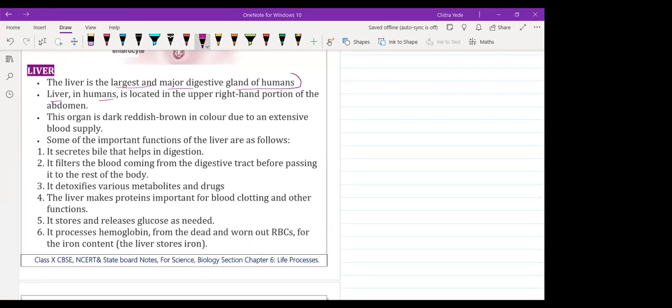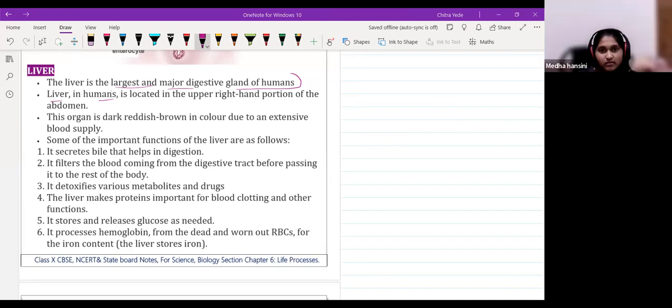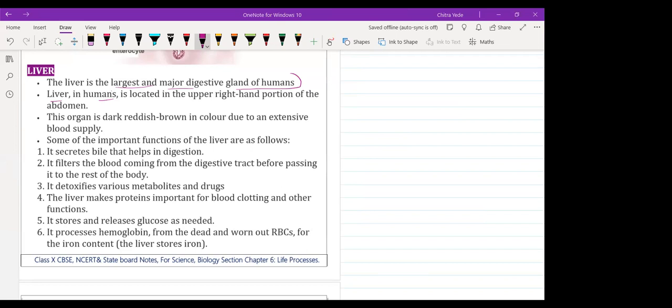Does anyone here eat non-veg? Whenever you are eating that dark colored, boneless part, it is nothing but the liver only.